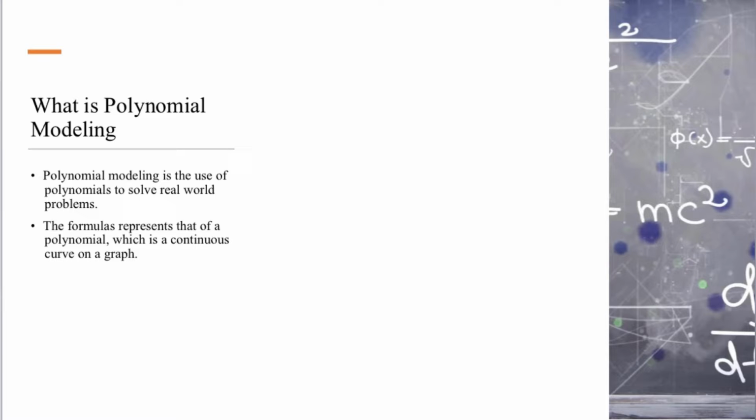Today our focus is on polynomial modeling, but before we get into it, let's go over some basics on polynomials. A polynomial is an equation or expression with one or more terms. The term must be a constant, a variable, or an exponent. Polynomial modeling is the use of polynomials to solve real-world problems. The formulas represent that of a polynomial, which is a continuous curve on a graph.